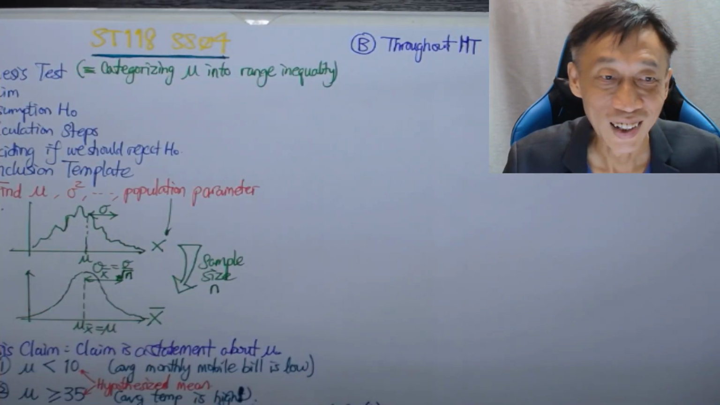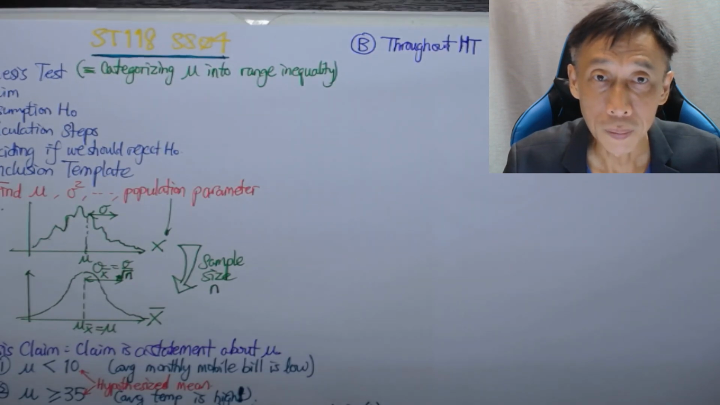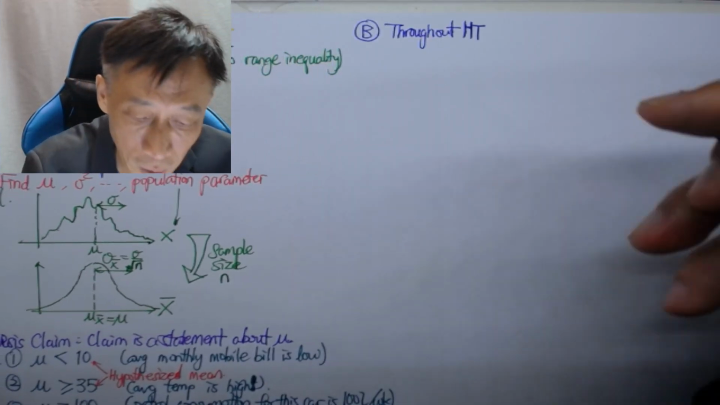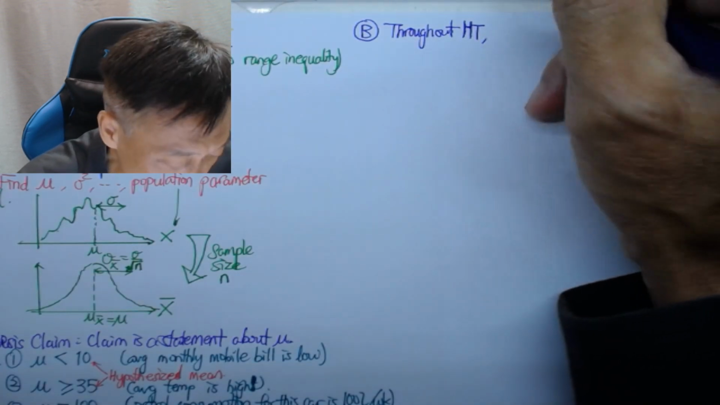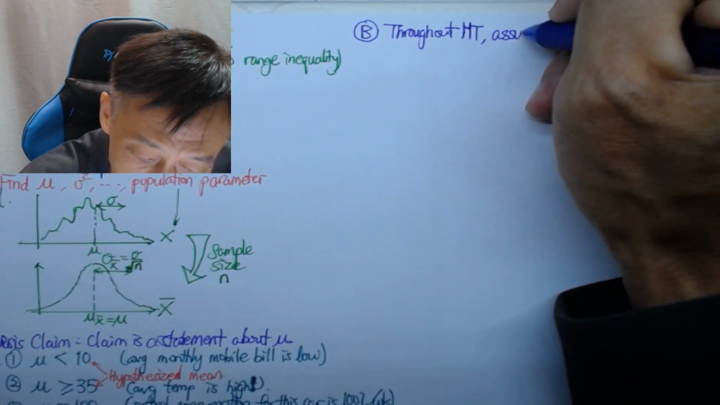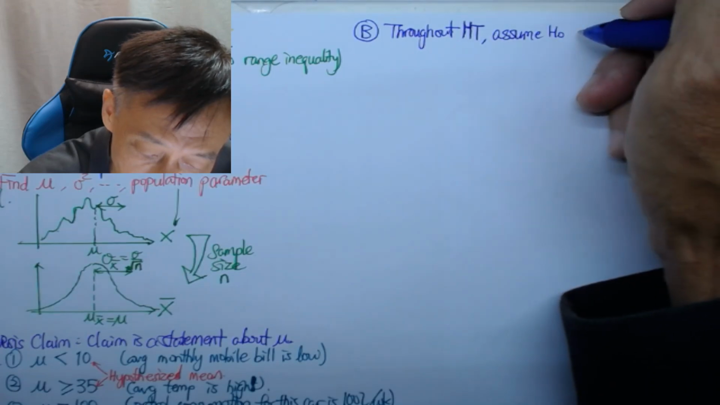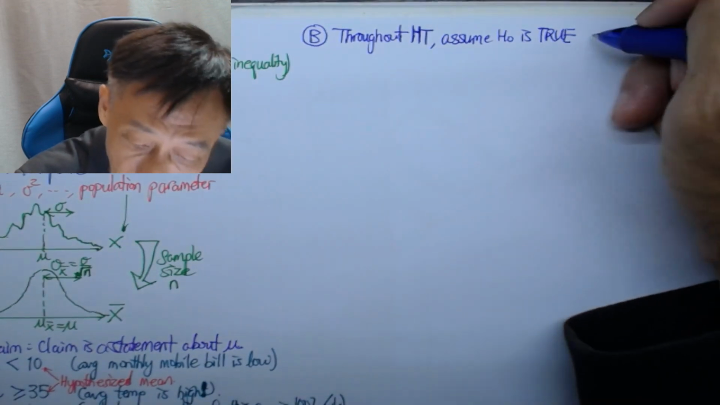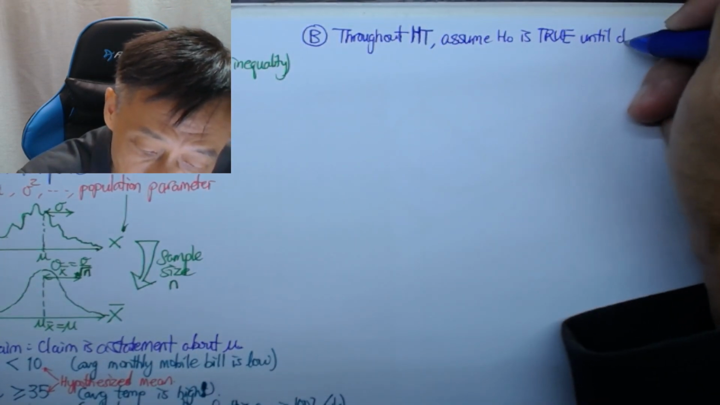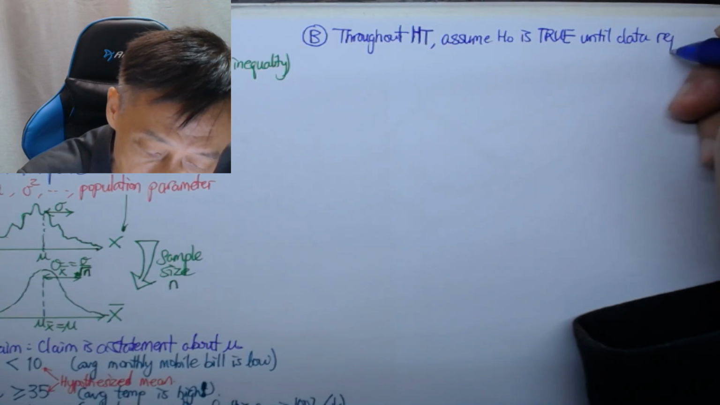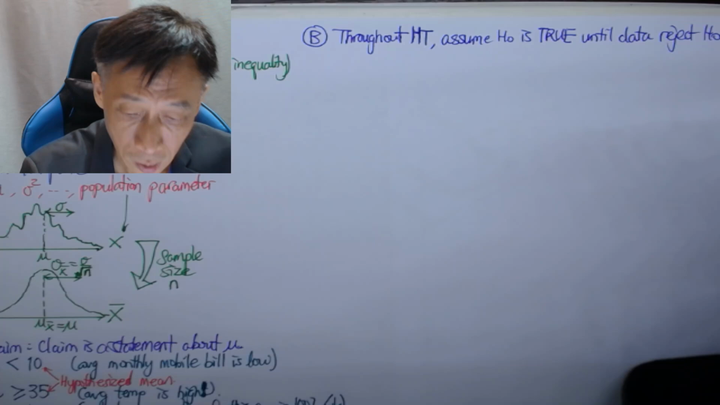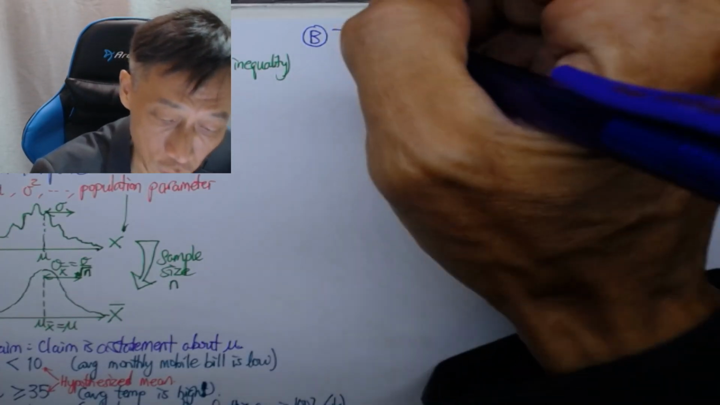we assume that H naught is true. Until when? Until data reject H naught in favor of H1.